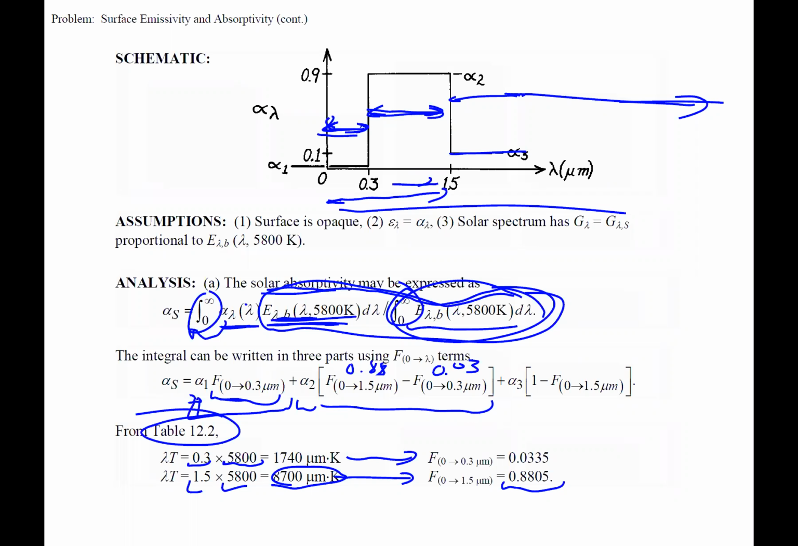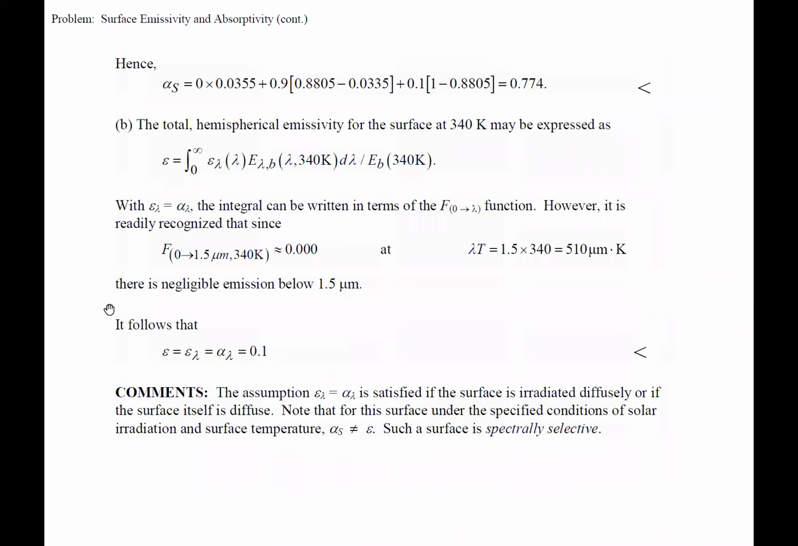So 0.9 is going to play a heavy role in the overall total absorptivity for the solar. And then the rest, the 12% that's remaining, because this is 1 minus 0.88, is at this value, 0.1. If we put those together, here's our first section, which was 0, and we have 0.9 times that fraction, 0.1 times that fraction, we get 0.774.